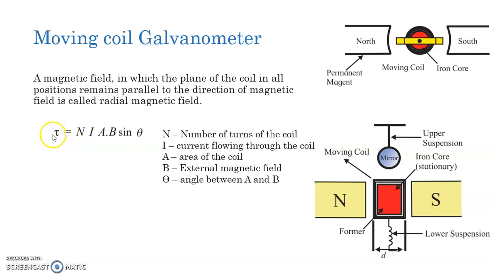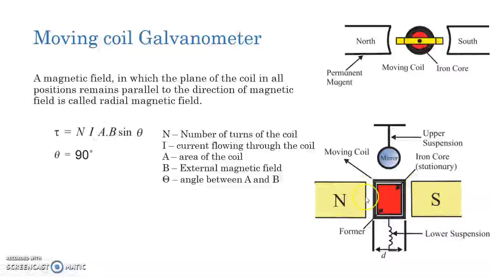The formula for torque experienced by a current carrying coil placed in an external magnetic field is given as tau is equal to NIAB sin theta, where N is the number of turns of the coil, I is the current flowing through the coil, A is the area of the coil, B is the external magnetic field in which the coil is placed, and theta is the angle between area vector A bar and external magnetic field B bar.